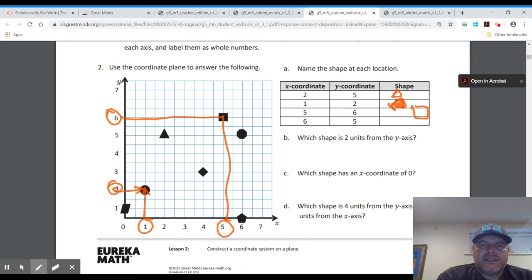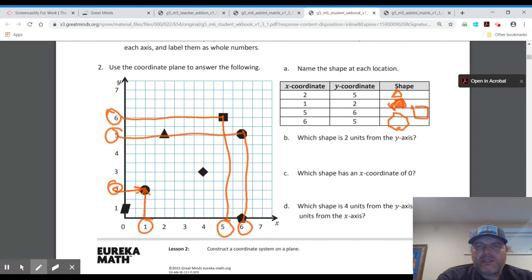And then the last one is 6, 5. So let's see, 6 and 5. So let's go 6. And we'll go to 5 over here, and we'll go over. We'll go up, and we'll meet at the stop sign, or the hexagon. There we go. Stop sign.